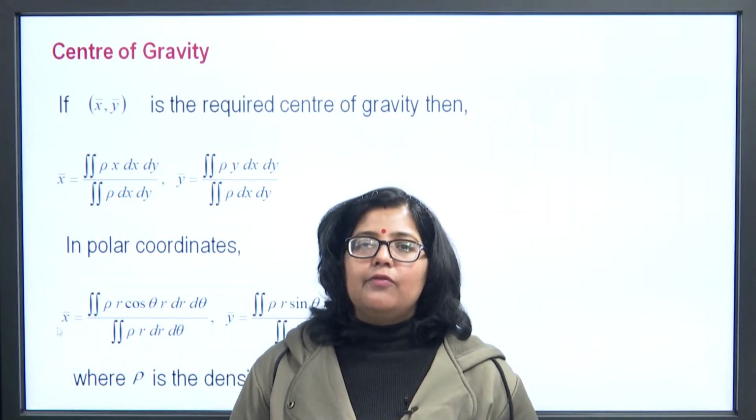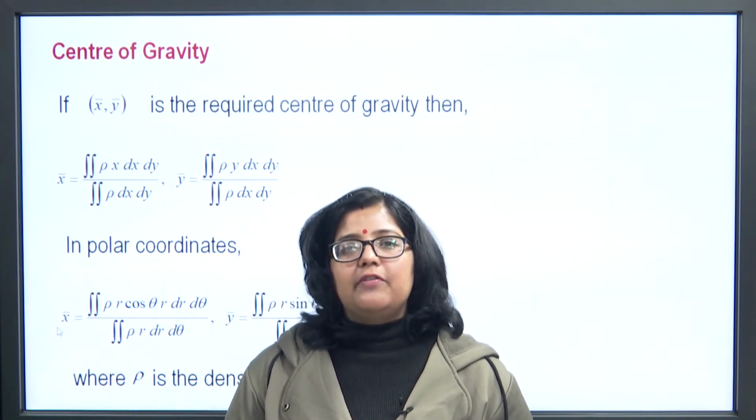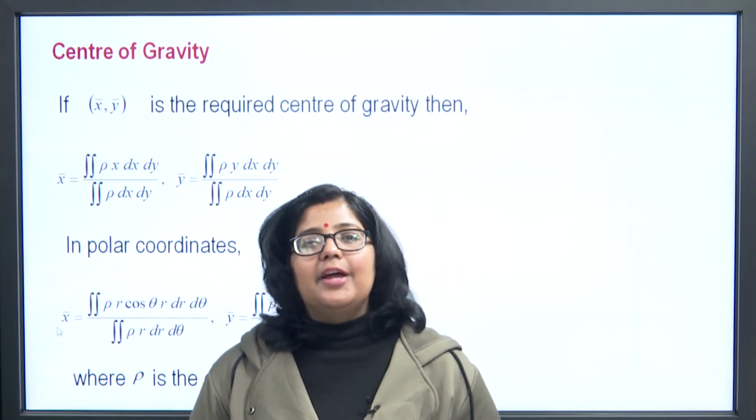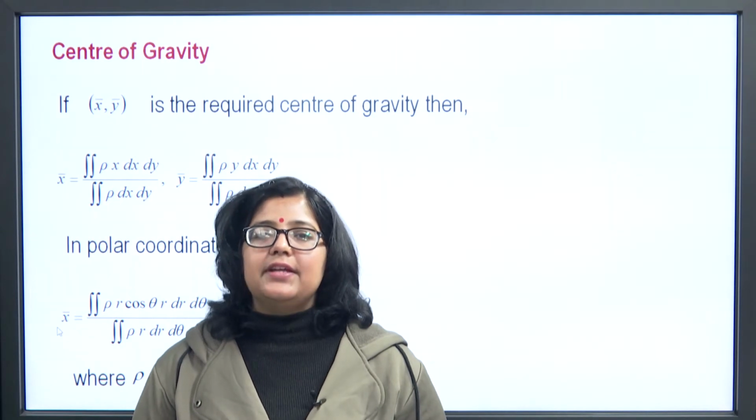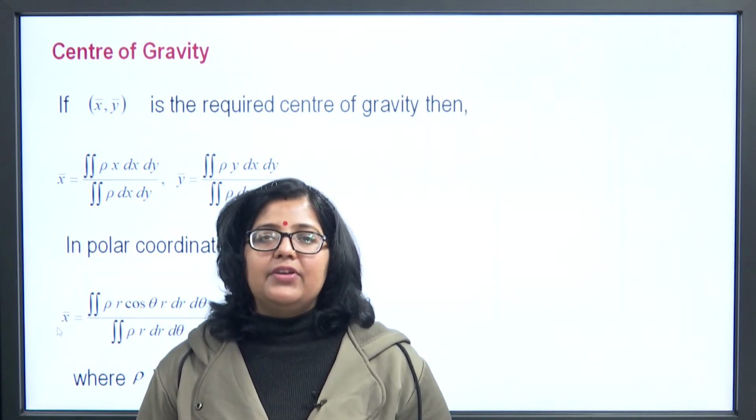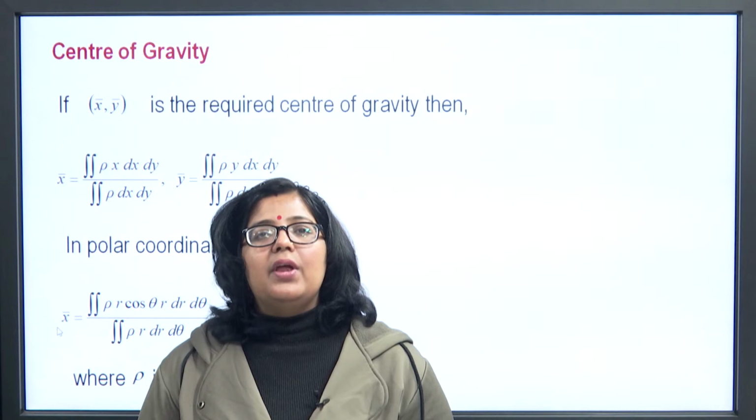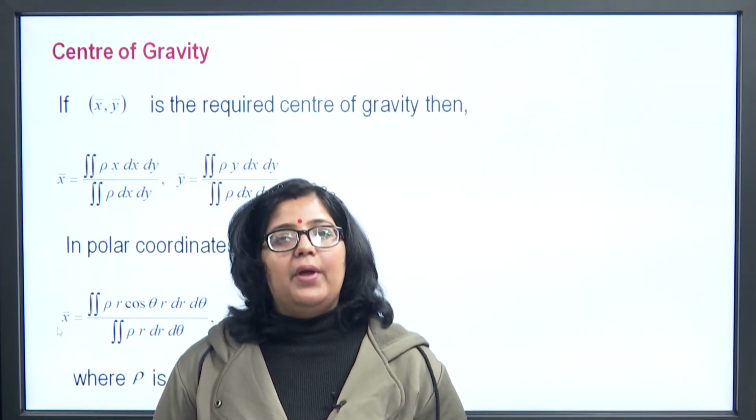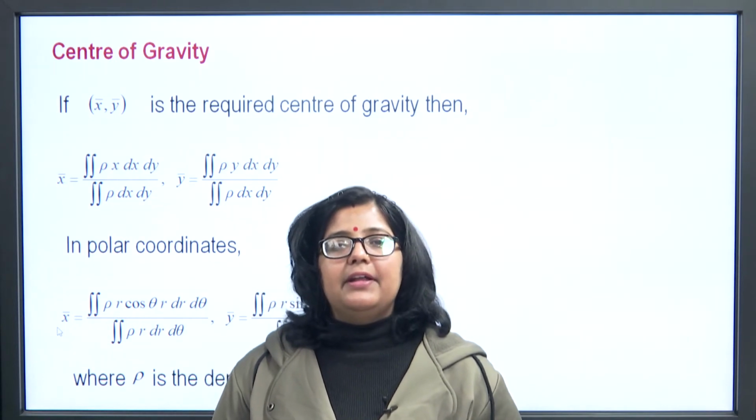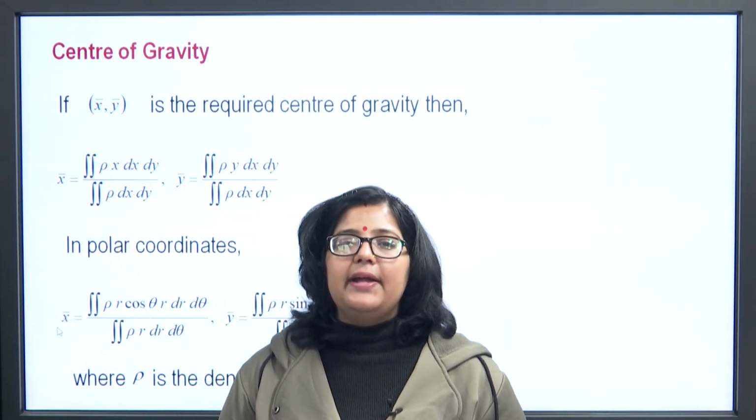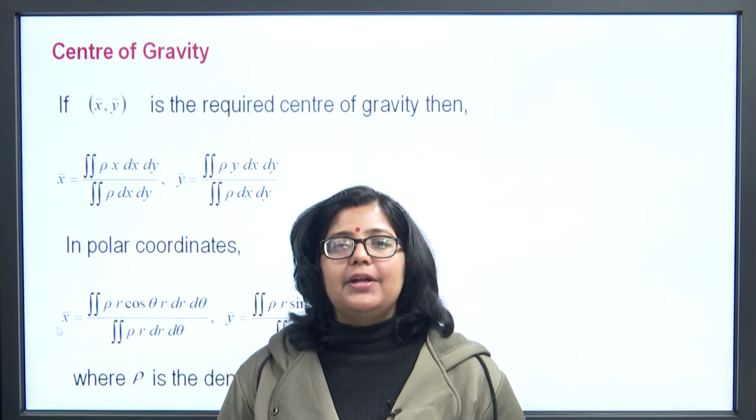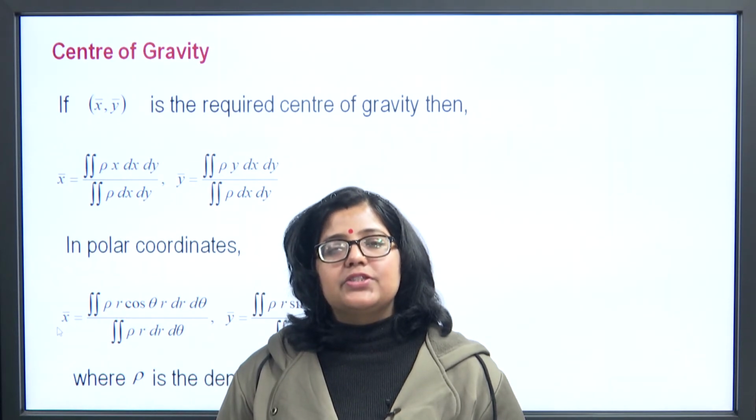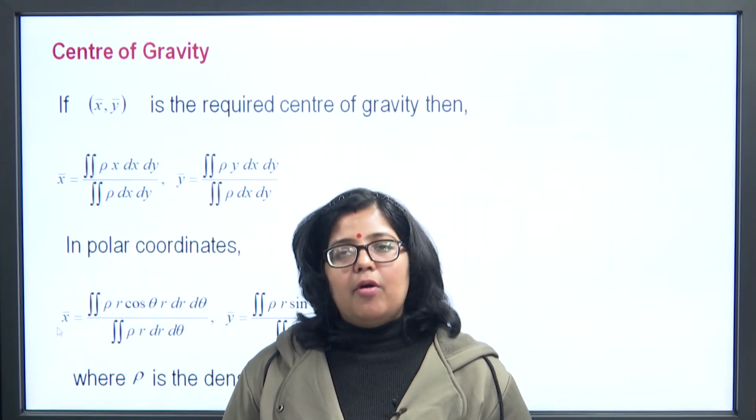If x bar, y bar is the required center of gravity, then x bar can be written as double integration rho x dx dy upon double integration rho dx dy, where rho is the density; rho may be constant and may be variable. And y bar can be written as double integration rho y dx dy upon double integration rho dx dy. This is in the Cartesian form.